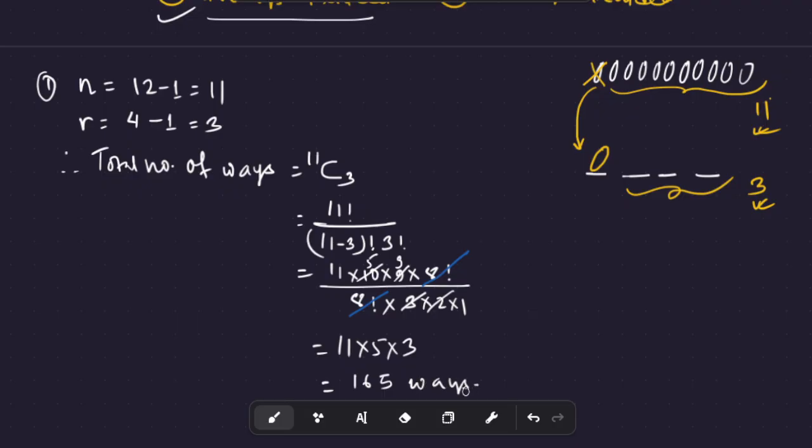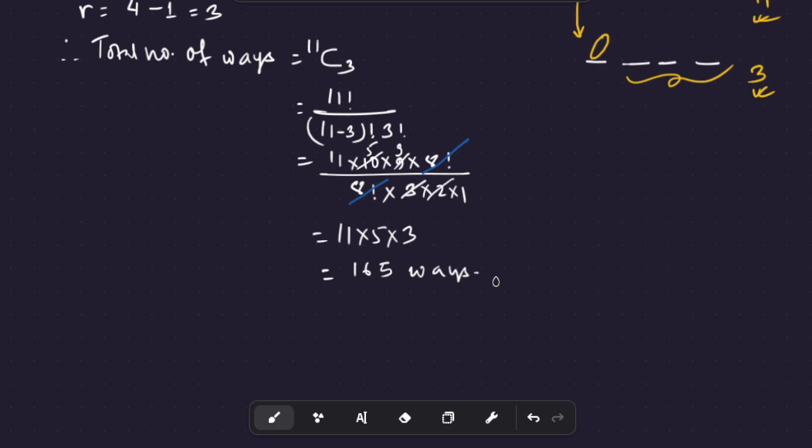Okay, in 165 ways, the 4 persons can be selected out of 12 if one person is always selected. Any question in this? Okay, now second case. Let's do selection.